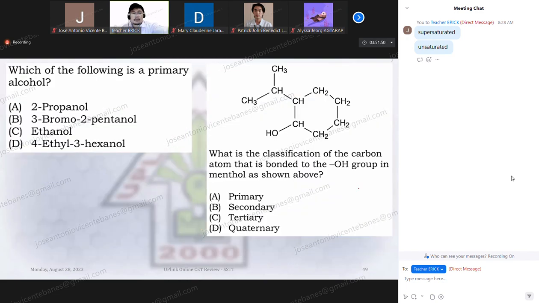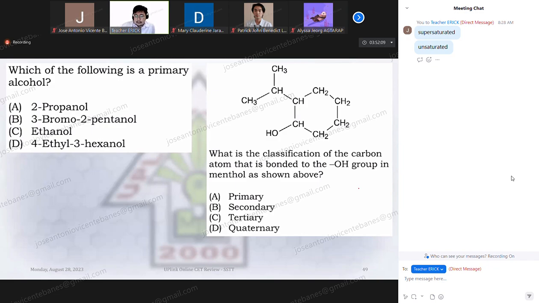Now, which of the following is a primary alcohol? Now, again, if there's no number indicated in the nomenclature, this means it's situated either at the start or at the end of the structural formula. So which of the following is a primary alcohol? Letter A, B, C, or D?